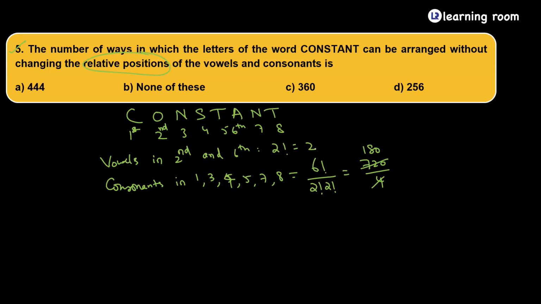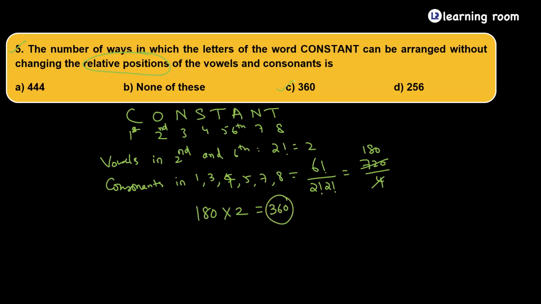So how many ways can you arrange them? Am I right? Right. So 180 into 2. So you should not write 180 plus 2 because it is not an OR condition. Vowels should be in the second and sixth position and consonants should be in the 1, 3, 4, 5, 7, 8 positions. It will be 360. So this will be the answer.